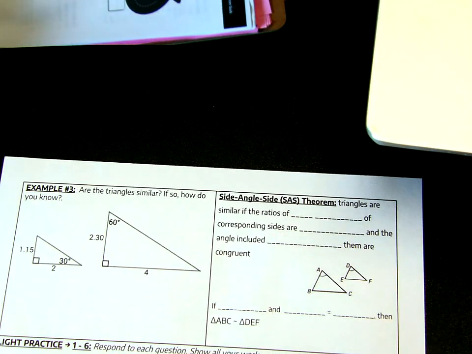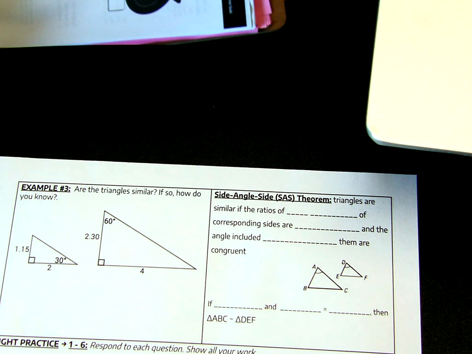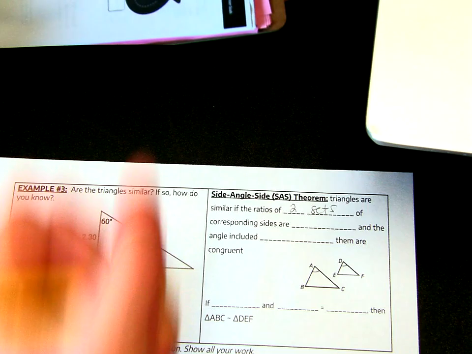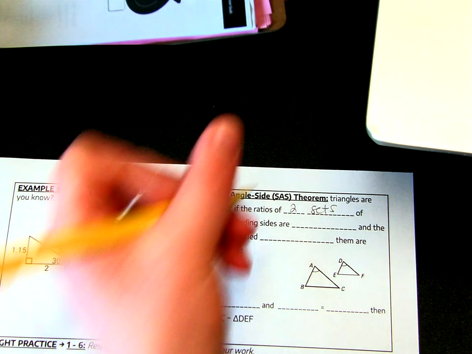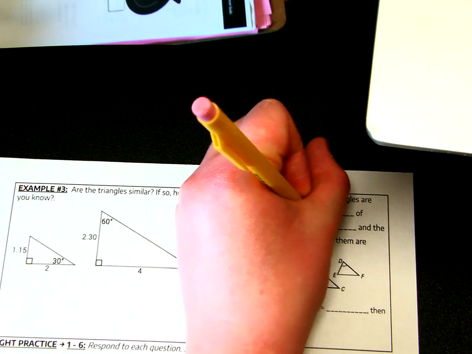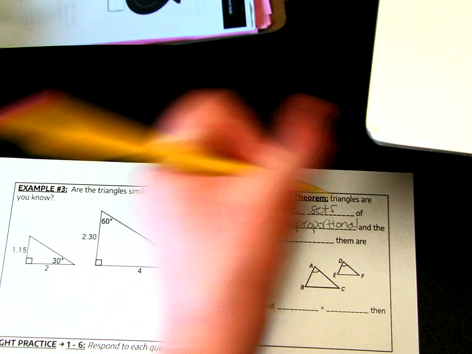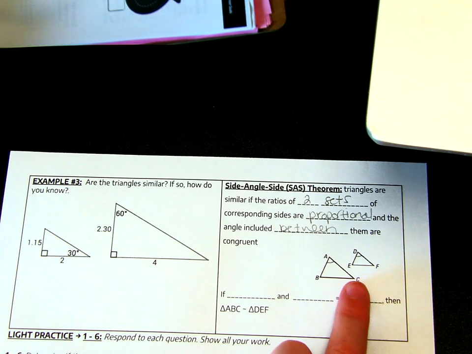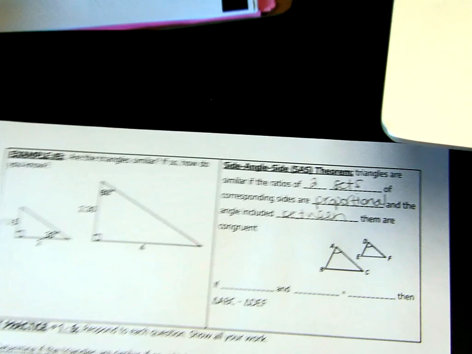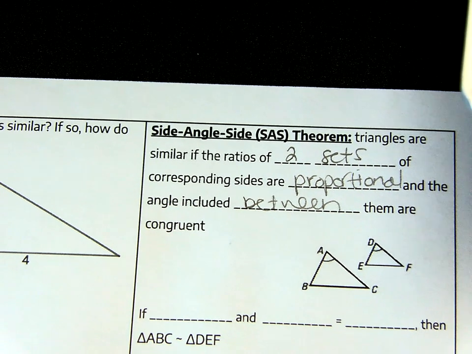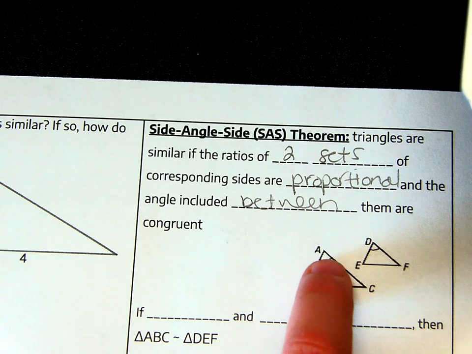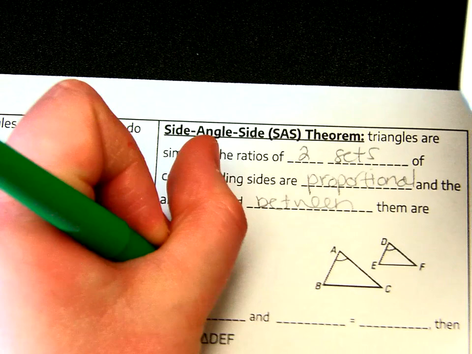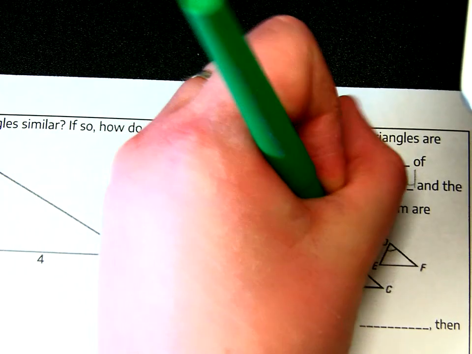That's called the side angle side theorem. Triangles are similar if the ratios of two sets of corresponding sides are proportional and the angles included between them are congruent. So, in the picture, for example, okay, if in this picture we got A congruent to D, okay, see that here with the congruence.